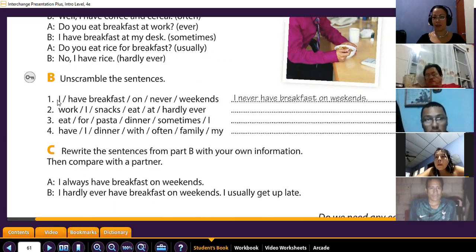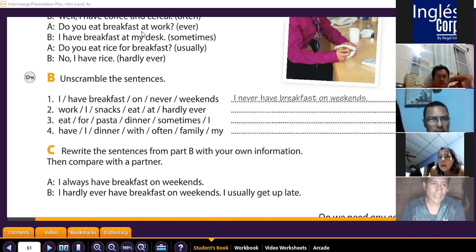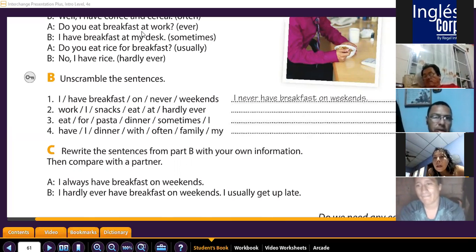Ahí sería I hardly ever eat a snack at work. I hardly ever eat snacks at work.